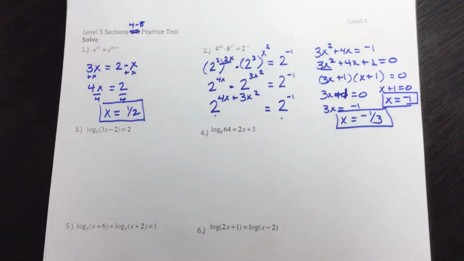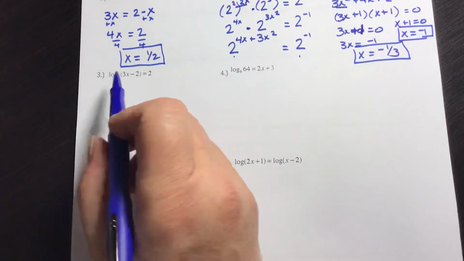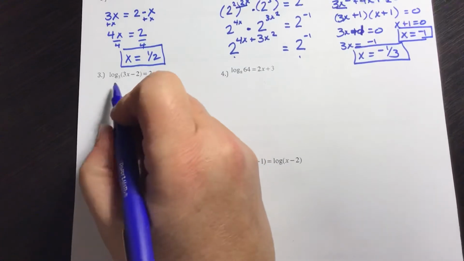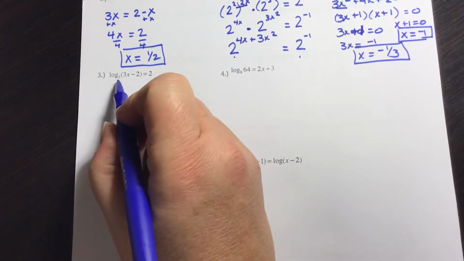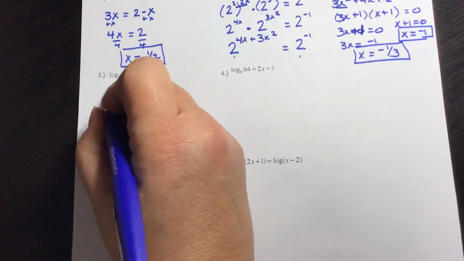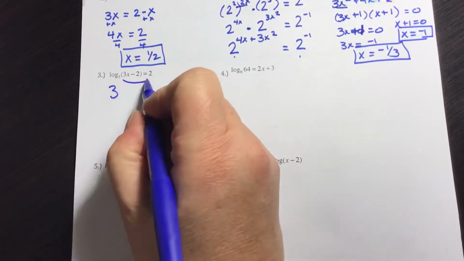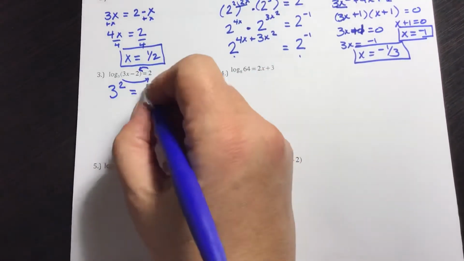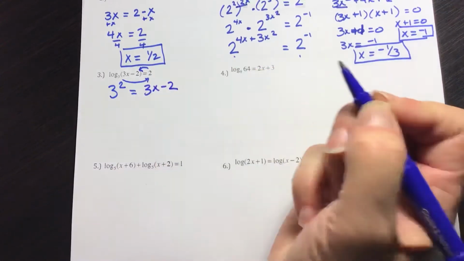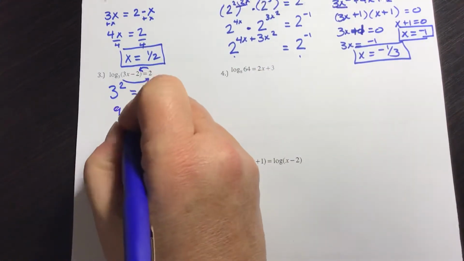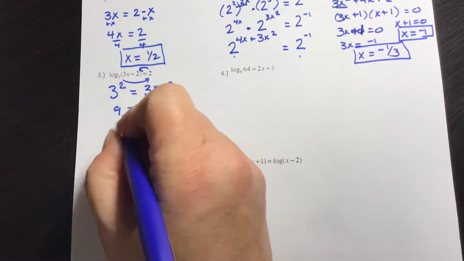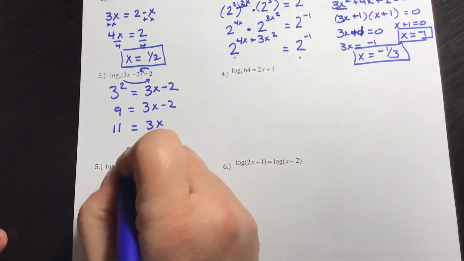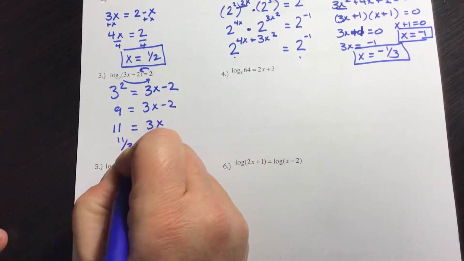In example 3, here I have a log sentence, and it would probably be easier to recognize this if this were an exponential sentence. So if I look at the log that's in base 3, if I use 3 as my base to the 2nd power, that's going to give me the 3x minus 2. All right, so 3 squared is 9 equals 3x minus 2. Add 2, I get 11. 11 is 3x, so x is 11/3.